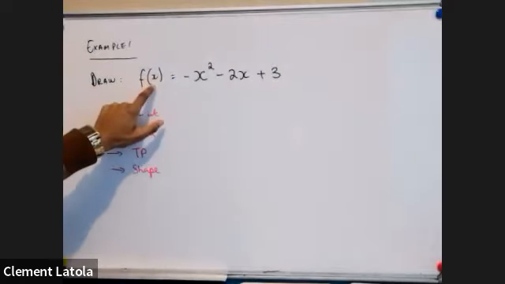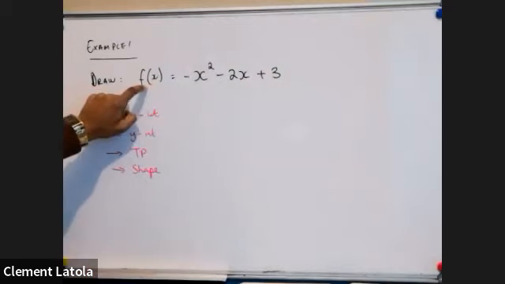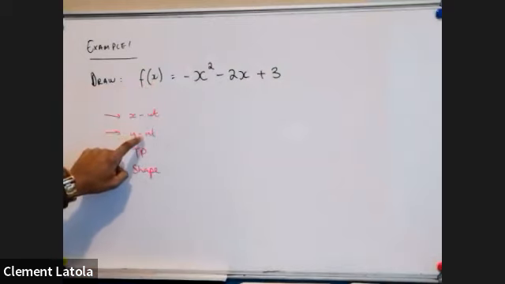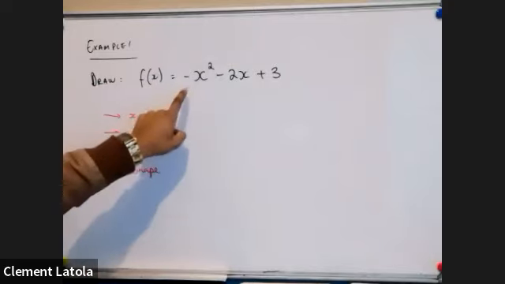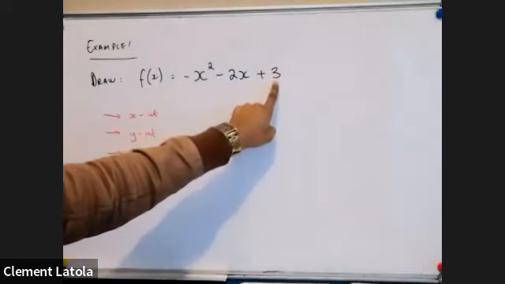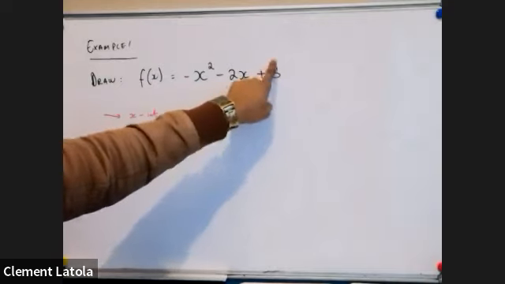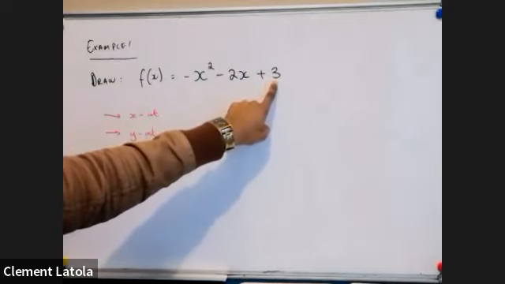So f(x) in this case is our y. We are going to make y 0. And then to work out the y-intercept, remember we can just read off this value as a y-intercept. So 3 is an indication of where the y-intercept is going to be.